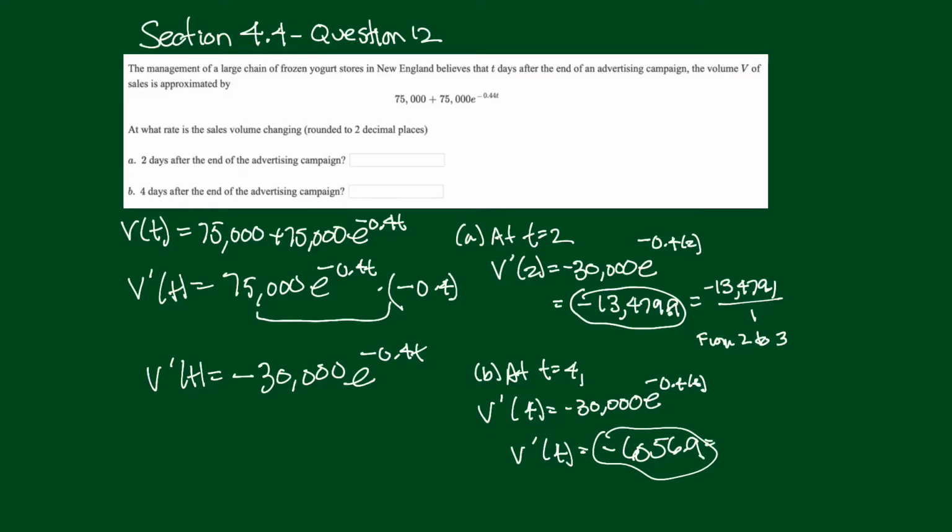So what that means is negative 6,056.9 over 1. If we go from day 4 to day 5, we'll see a decrease in sales by only about a little over 6,000. So if we compare these two, from day 2 to day 3, we'll see a big drop, but then from day 4 to 5, we'll see a drop, but just about half as big.